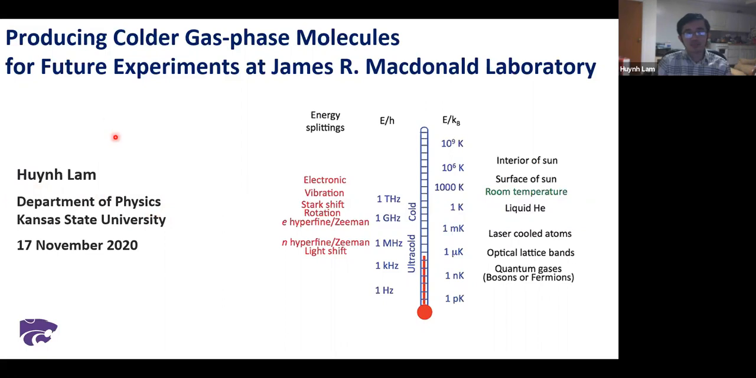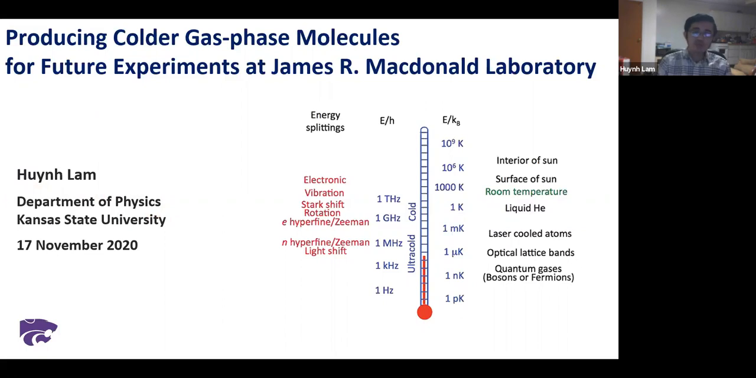Today in this presentation, I would like to discuss the possibility of producing cold gas phase molecules for future experiments at the James R. Macdonald Laboratory, or you can call it JRML for short.